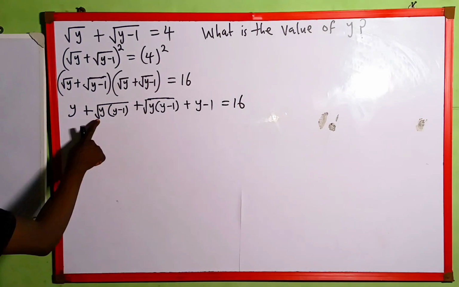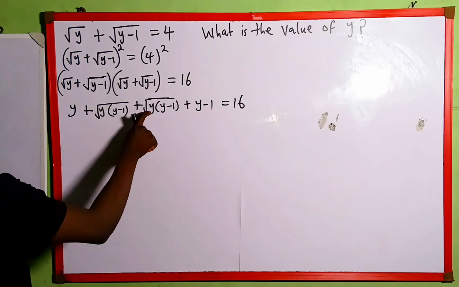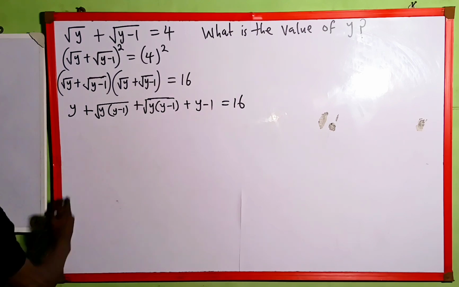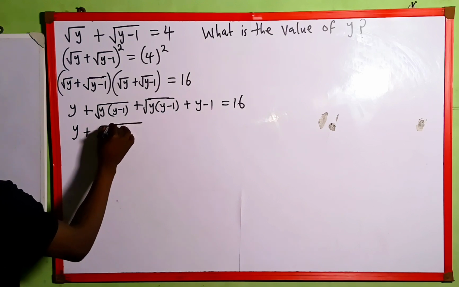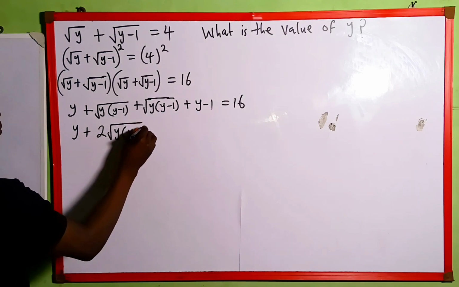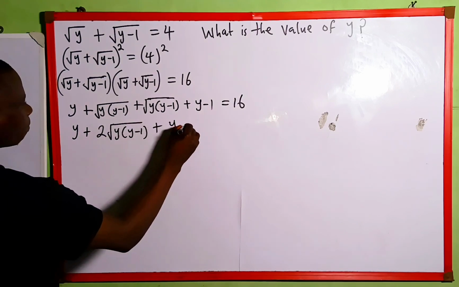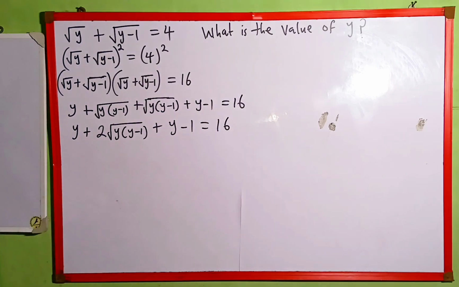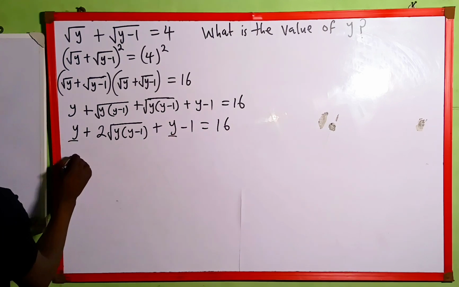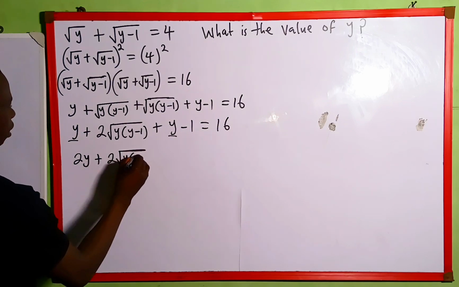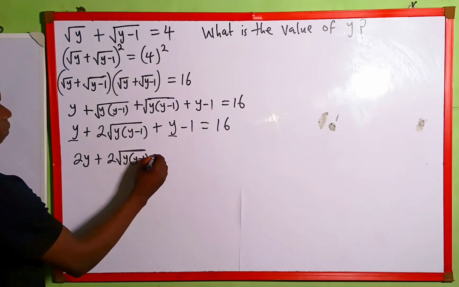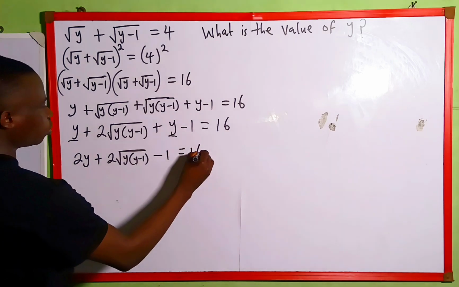Now, what do you notice in the middle? Square root of y into y minus 1, and square root of y into y minus 1. So we are adding the same thing. So we are going to have y plus 2 square root of y into y minus 1, then plus y minus 1 equal to 16. Now, the next thing we're going to do is we have y here, and this is y. So when we add these two together, it's going to give us 2y, then plus 2 square root of y into y minus 1, which is equal to 16.